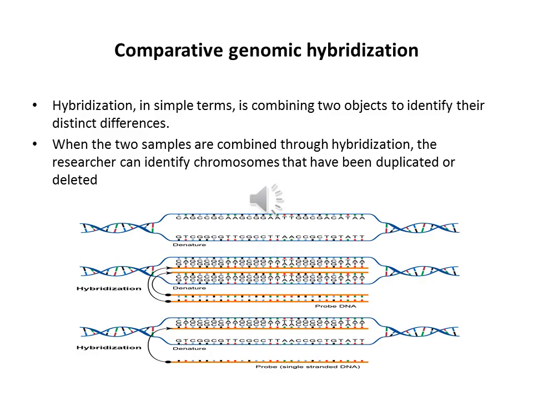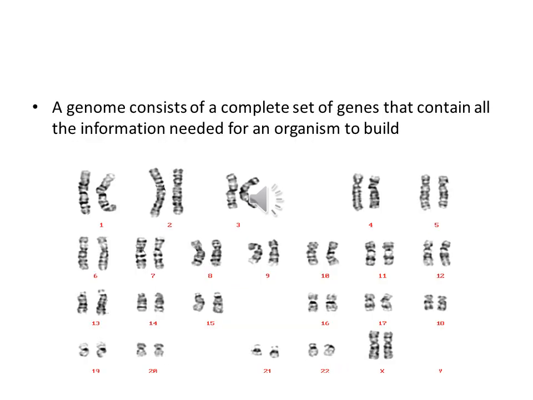Hybridization is the process of combining two complementary single-stranded DNA or RNA and allowing them to form a single double-stranded molecule through base pairing. Hybridization is a part of many important laboratory techniques. The genome is the entire set of genetic instructions found in a cell. In humans, the genome consists of 23 pairs of chromosomes.